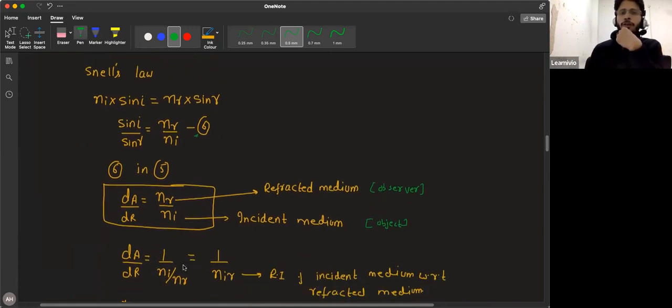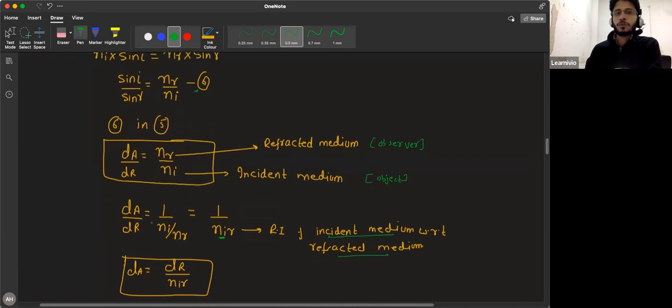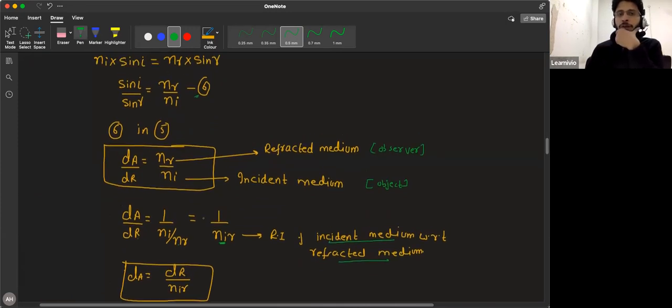If you want, you can write this Nr in the denominator as Ni by Nr. You can write this as N_IR, which is the refractive index of the incident medium with respect to the refracted medium. So dA by dR is 1 by N. If you multiply it over here, you can say that D apparent is D real by N.